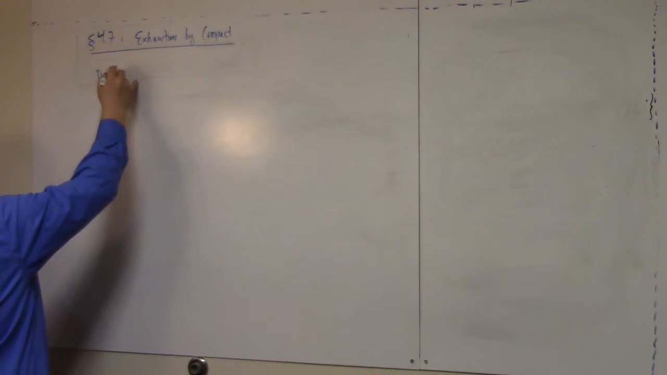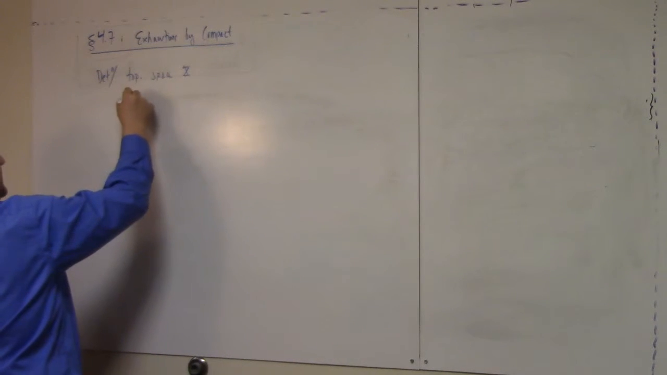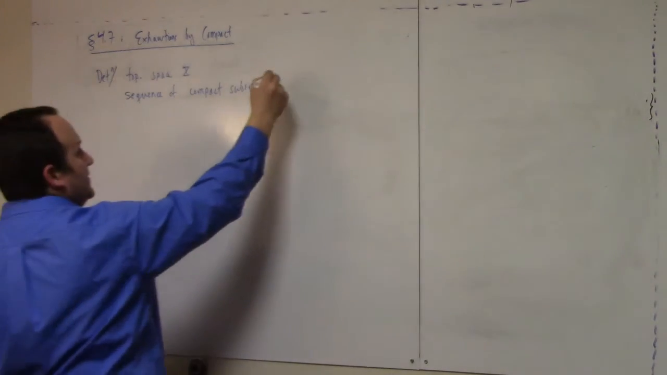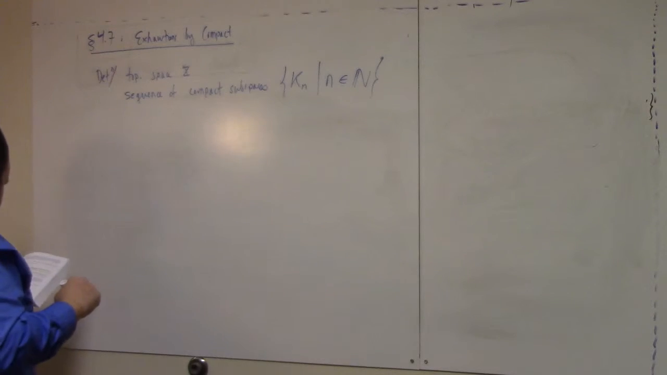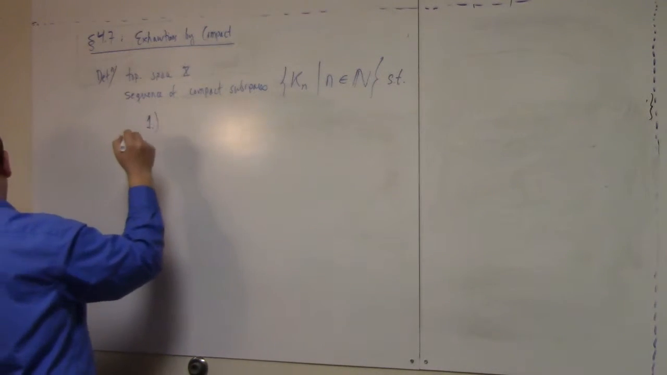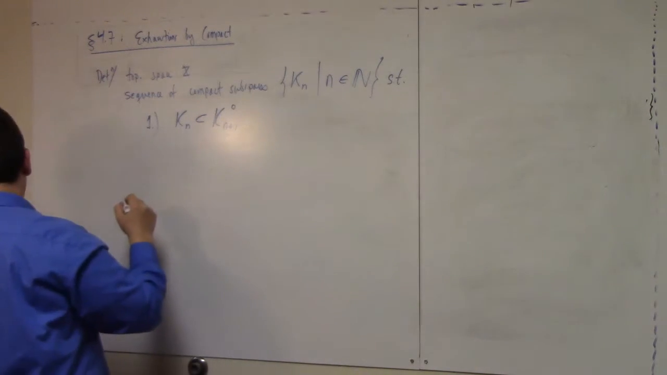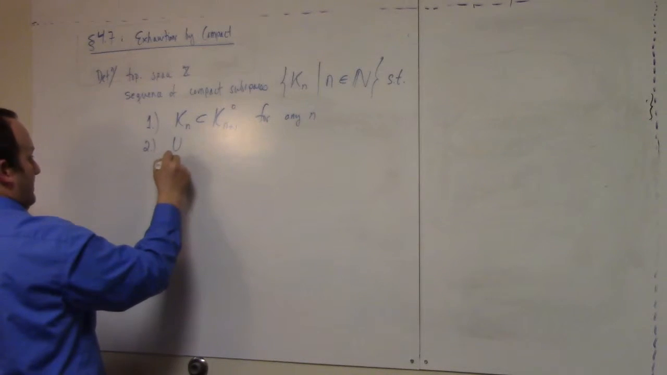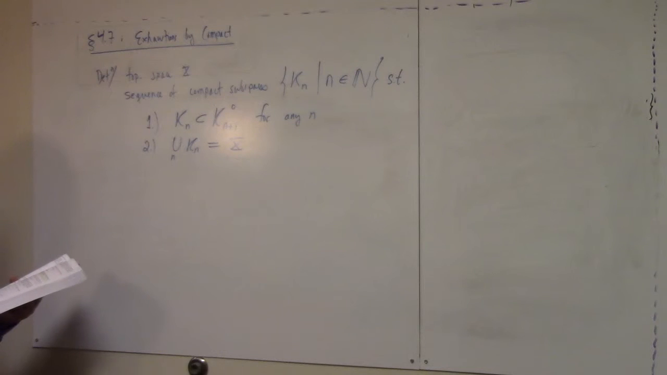So, exhaustion by compact sets. You have a topological space X, and a sequence of compact subspaces, call it Kn, where n is a natural number. That may or may not include 0, it doesn't really matter. One, Kn is a subset of the interior of Kn plus 1 for any n, and two, the union over n of Kn is equal to X. This is an exhaustion by compact sets of a topological space.